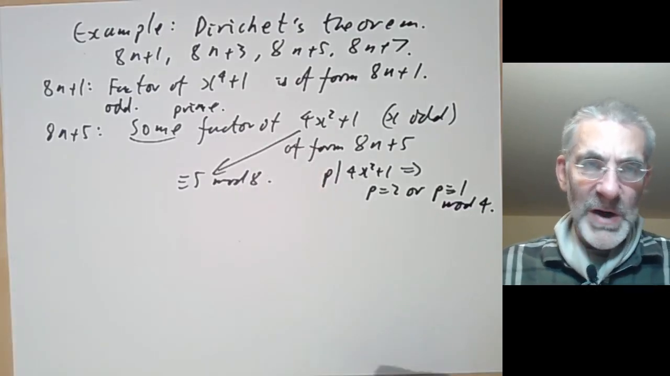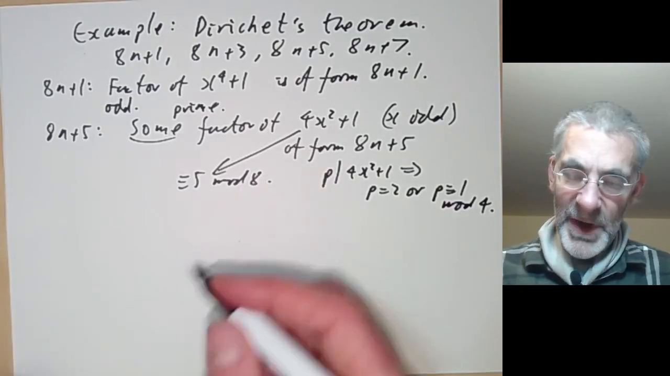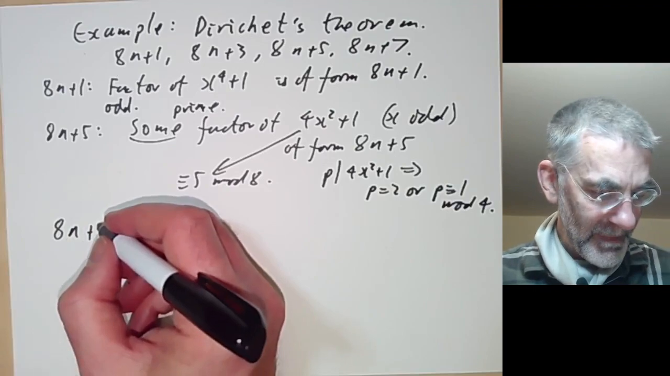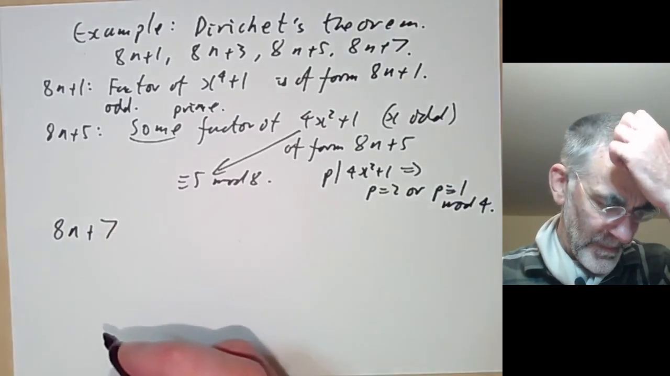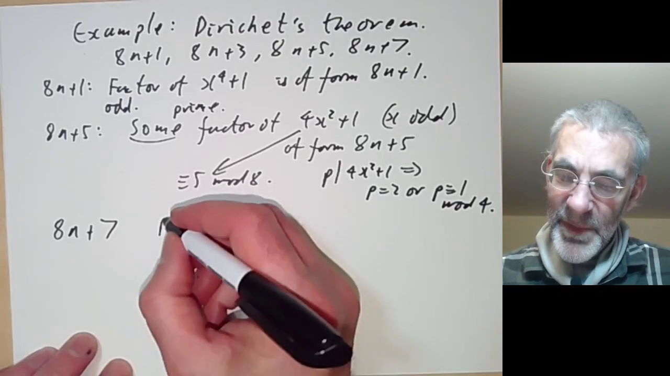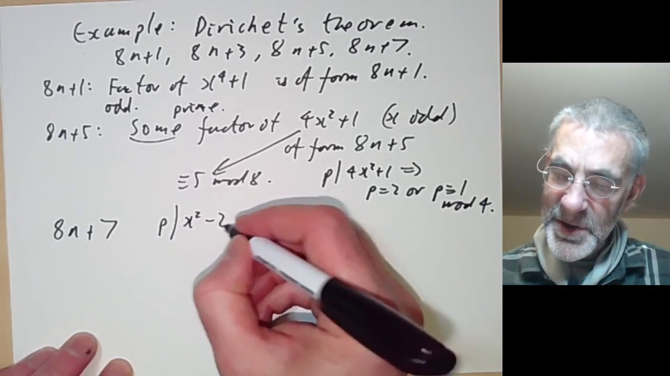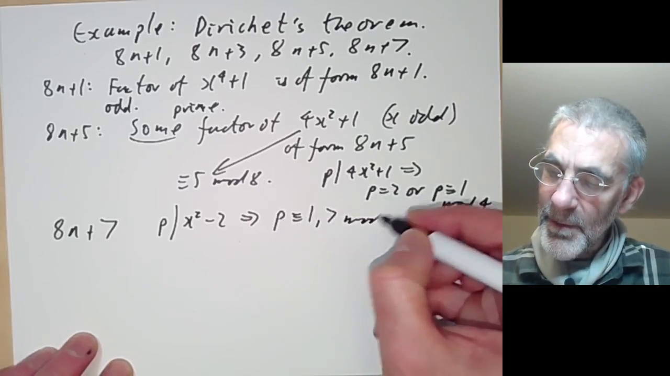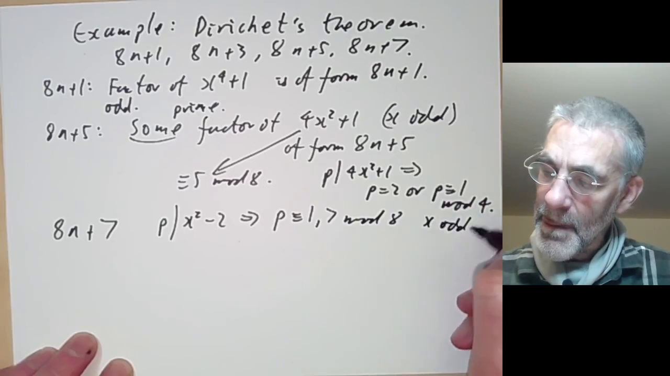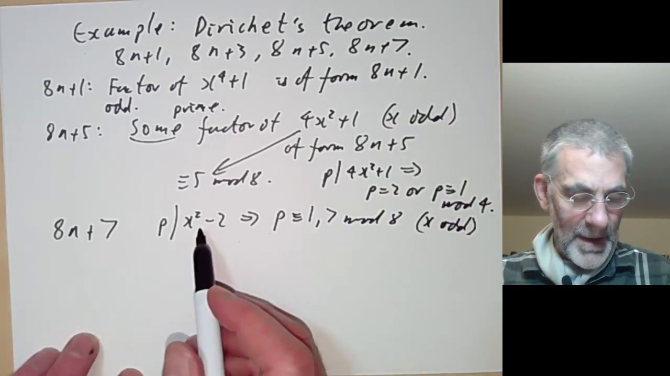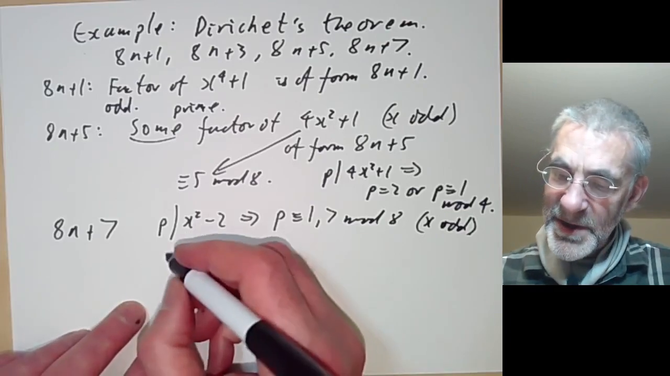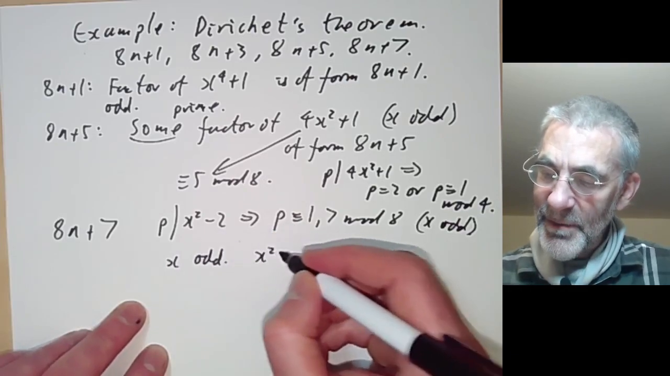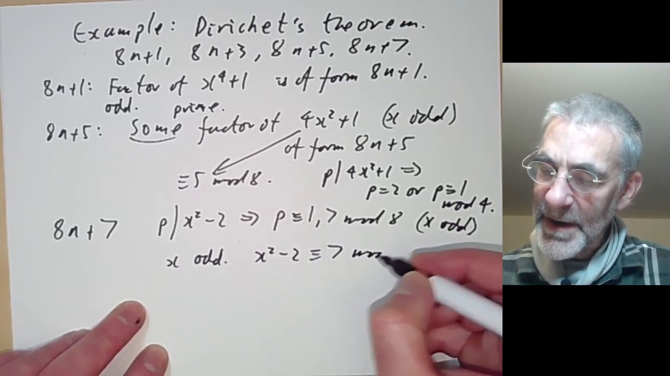And so far we haven't been using the quadratic residue symbol very much. Well, that turns up when we do 8n plus 7. So for 8n plus 7, we know that if p divides x squared minus 2, this implies p is congruent to 1 or 7 mod 8, at least if x is odd. And now if we choose x odd, then x squared minus 2 is congruent to 7 mod 8.